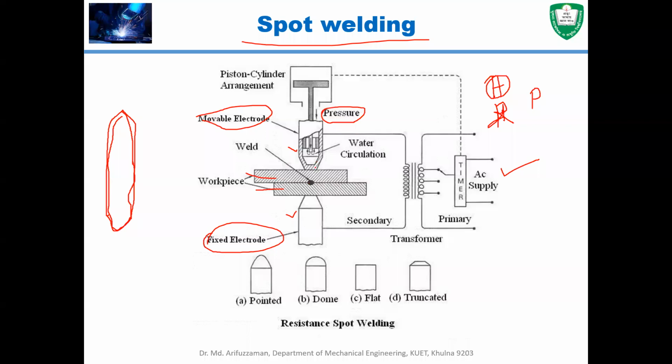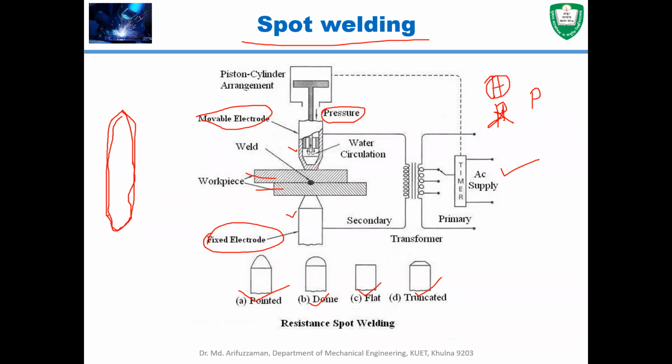And the electrode can be of different types. If you want a very small location to be spot welded, then you can use a pointed electrode. If you need a larger location, then a dome. Sometimes you can also use flat or truncated type electrodes.